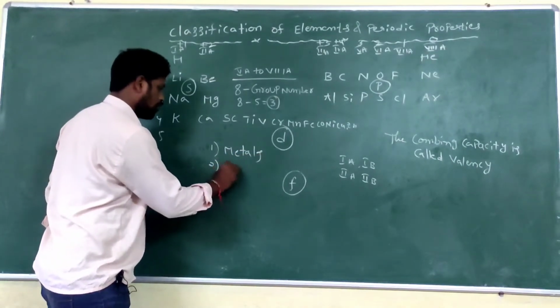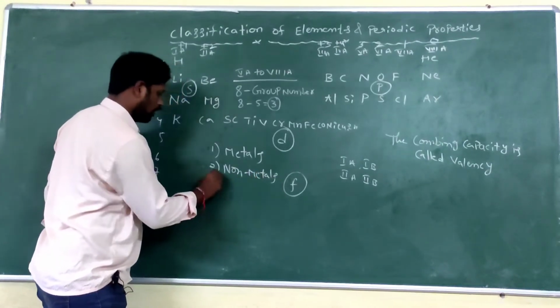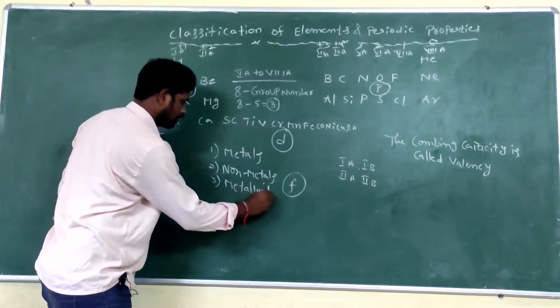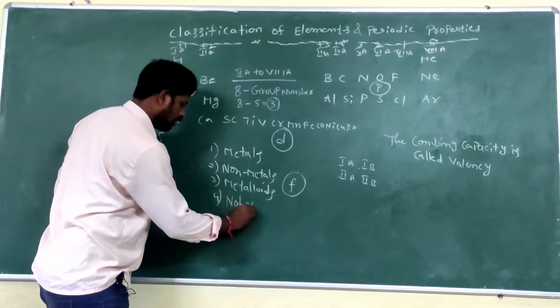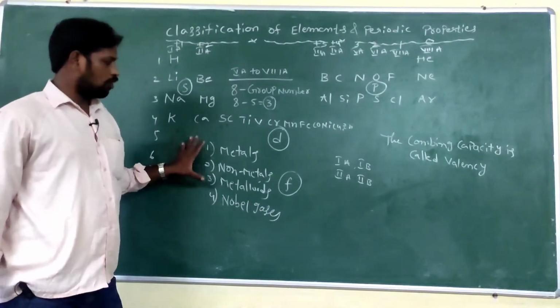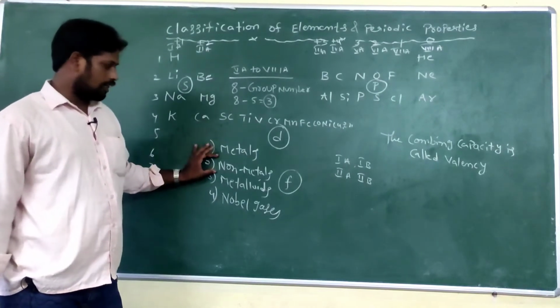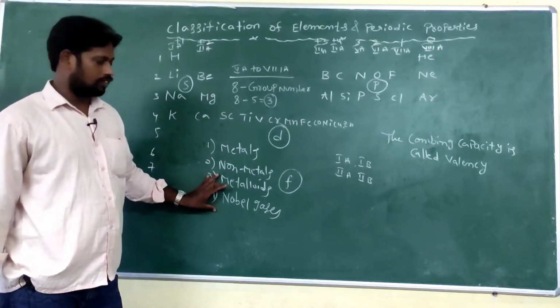Second one is the non-metals. Third one is the metalloids. Fourth one is the noble gases. The periodic table is mainly divided into 4 categories: one is the metals, second one is non-metals, third one is metalloids, fourth one is noble gases.